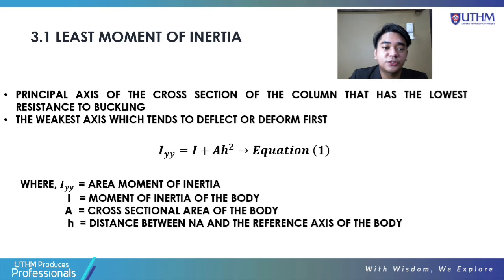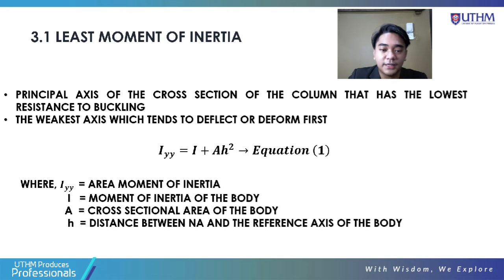Next, we move to 3.1, the least moment of inertia. The least moment of inertia is the principal axis of the cross-section of the column that has the lowest resistance to buckling. In other words, it is the weakest axis, which tends to deflect or deform first. As you can see here, we can use equation 1 to determine the value of the moment of inertia, where Iyy is the area moment of inertia, I is the moment of inertia of the body, A is the cross-sectional area of the body, and H is the distance between the axis and the reference axis of the body.